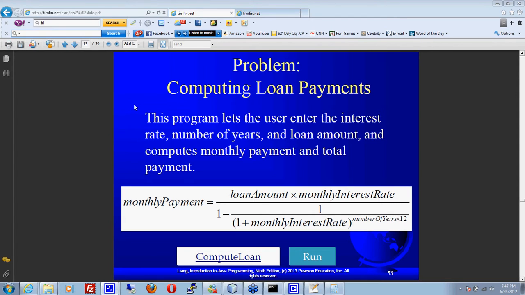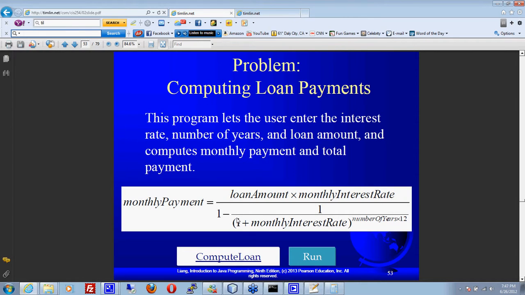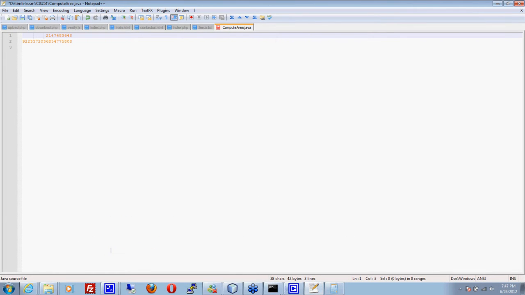We did mention earlier about the issue with the floating point and coming up with accurate numbers. So we'll talk about this for a moment, and we'll look at the possible solution. So it lets the user enter an interest rate, number of years, and loan amount, and computes the monthly payment in total. Let me see if I can find that, because actually an interesting, I think it's future value, if I'm not mistaken.